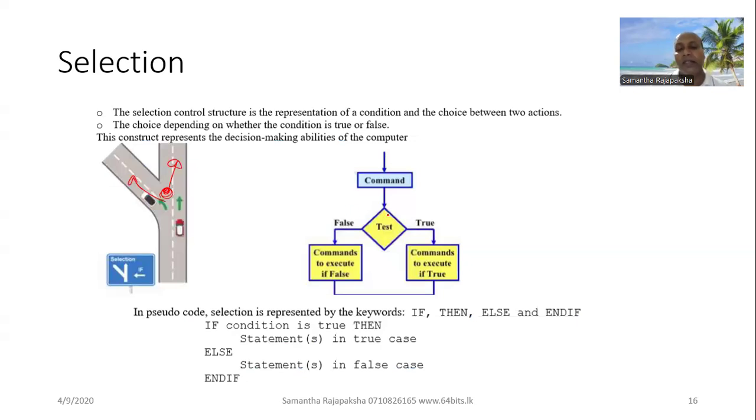In a flowchart, selection is represented by this shape, the diamond shape. So you have a condition. If the condition is true, take one path. If the condition is false, take another path. And we write the condition or the selection using the word if. Condition, if it is true, do this one. If it is false, do this one.